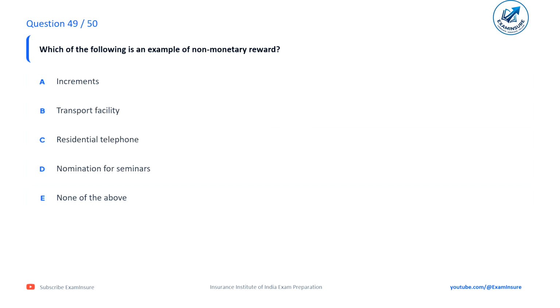Next question: which of the following is an example of non-monetary reward? Increment, transport facility, residential telephone, and nomination for seminar, or none of the above. So here the correct answer is nomination for the seminar. This is the non-monetary reward. And all these three are the monetary reward.